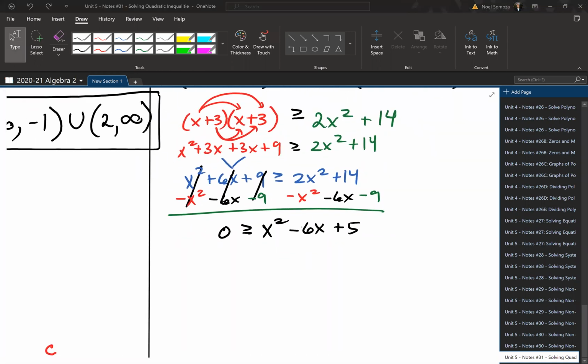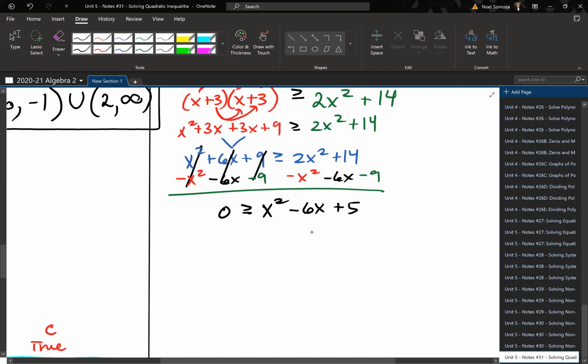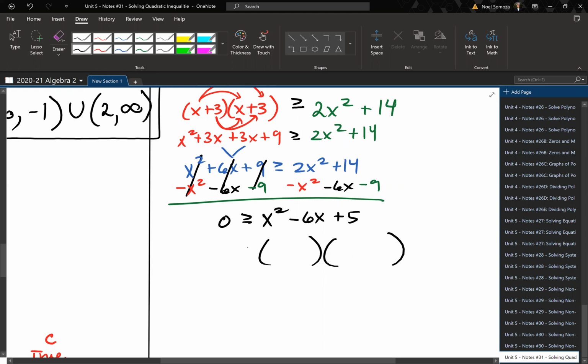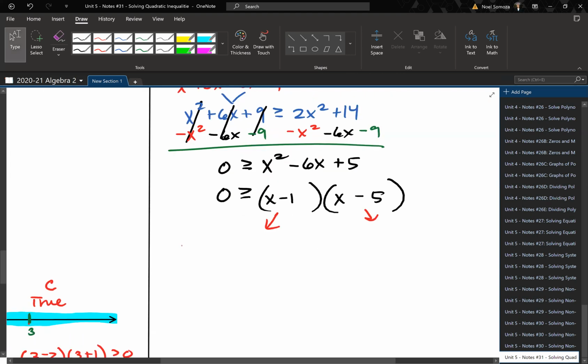All right, so now let's go ahead and factor what's on the right side. We need factors that would multiply to be positive 5, but add up to be negative 6. So that would be x minus 1 and x minus 5. That will then help us get our two boundary points. X minus 1 is equal to 0. X minus 5 is equal to 0. So we end up with these two boundary points, x equals 1 and x equals 5.